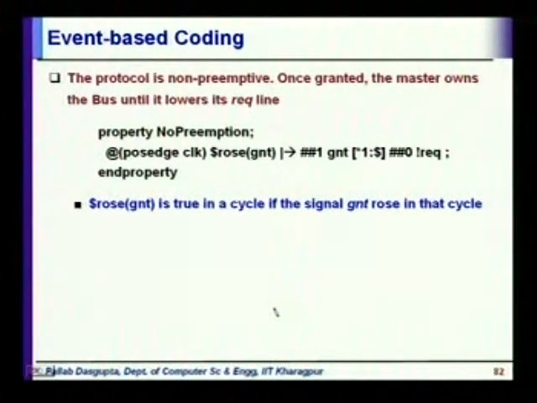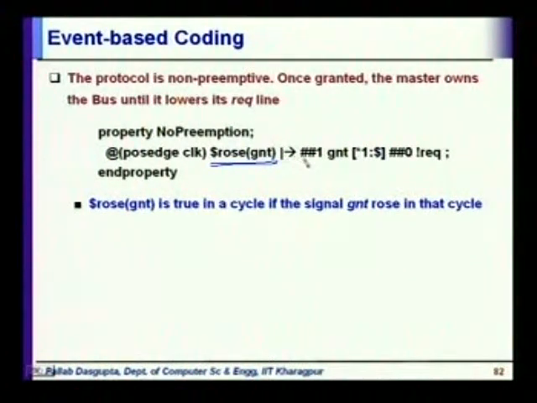First one says that once granted, the master owns the bus until it lowers its request line. So we say, okay, there is a new construct which I did not mention before. $rose(grant) means this part becomes true in a cycle if the signal grant rose in that cycle. So in other words, in the previous cycle grant was low, in this cycle grant is high, then $rose(grant) is true. Is that clear? It is like posedge grant.